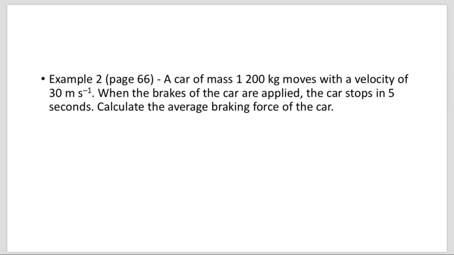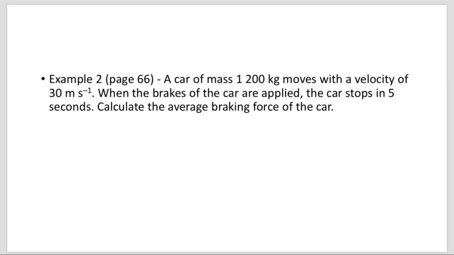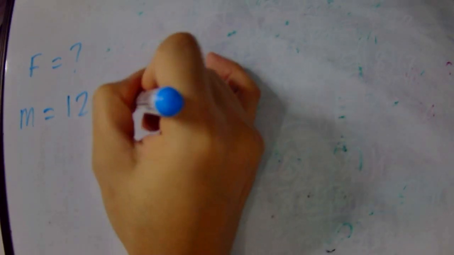So go back to our whiteboard. Let's see what information is already stated in here. What do we need to look for? We need to find the braking force. So force is unknown. We do not know how much the force is. All right, next. The mass of the car is 1,200 kilograms.